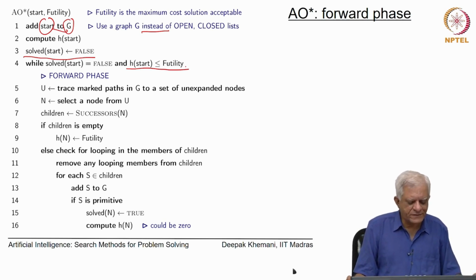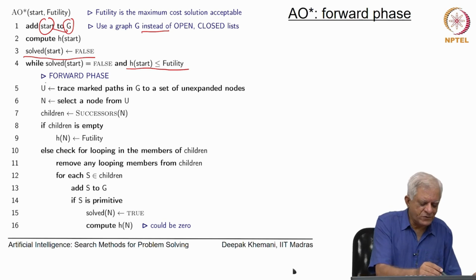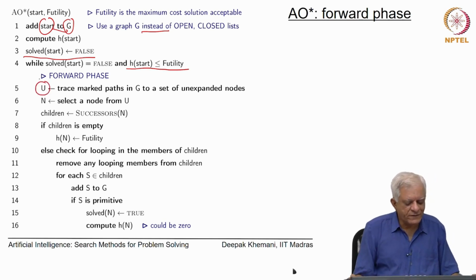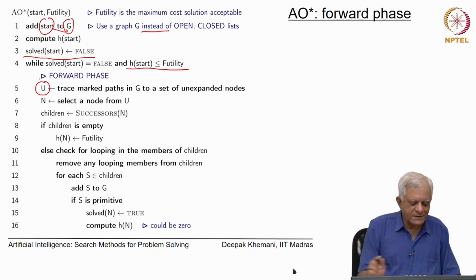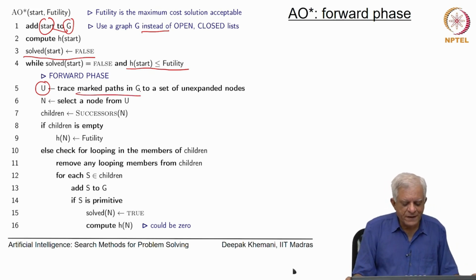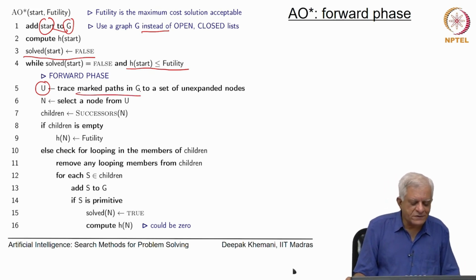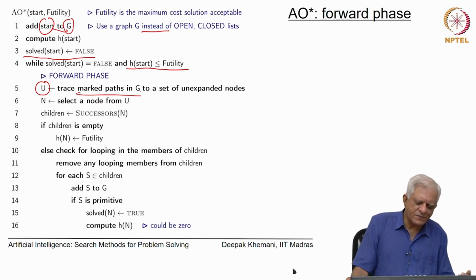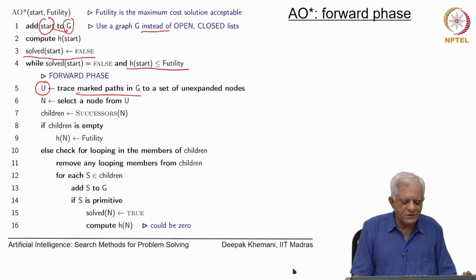So, in the forward phase, as we said, we generate a set U of unsolved nodes or live nodes by tracing the marked paths in the graph. Remember that we have said that there are going to be marked paths in the graph, and the set of unexpanded nodes or unsolved nodes we call U. From this U, we select some node n for expansion. Now, you can give some thought to that: if there are many nodes in this unsolved set, which one should you select? Now, there are two arguments to this.